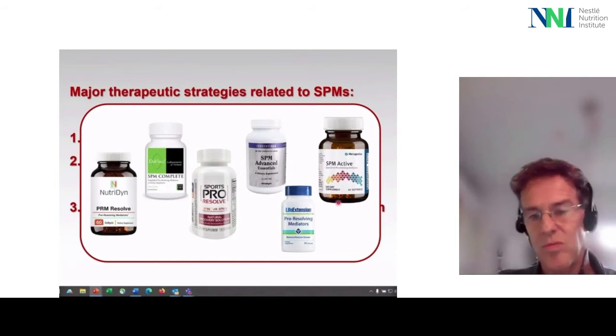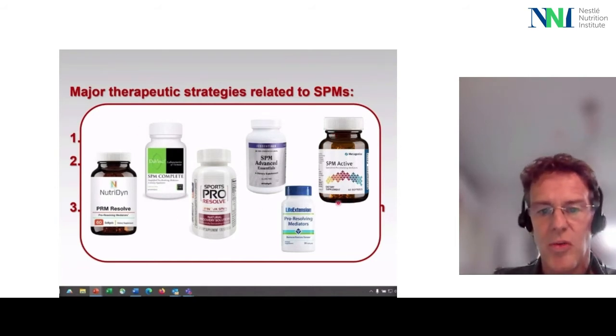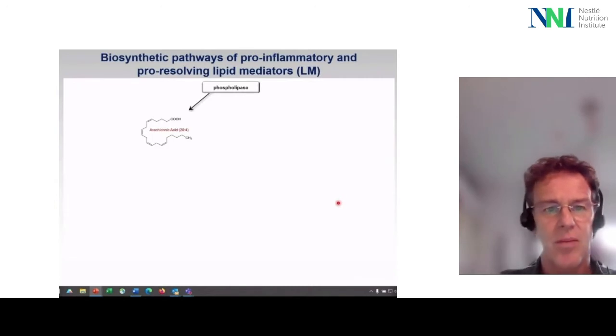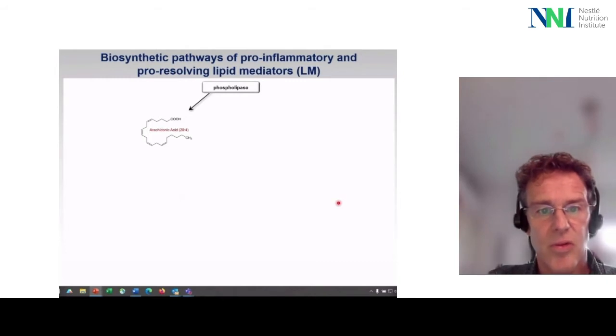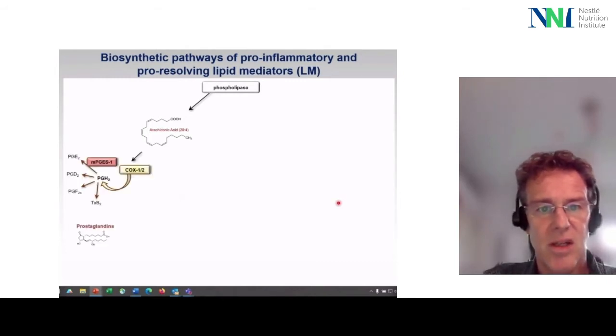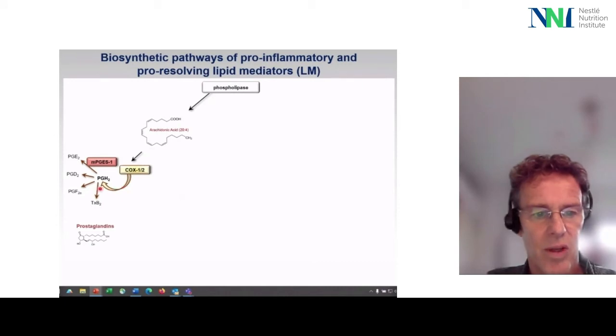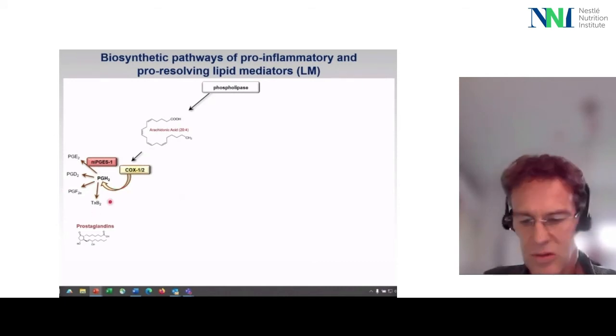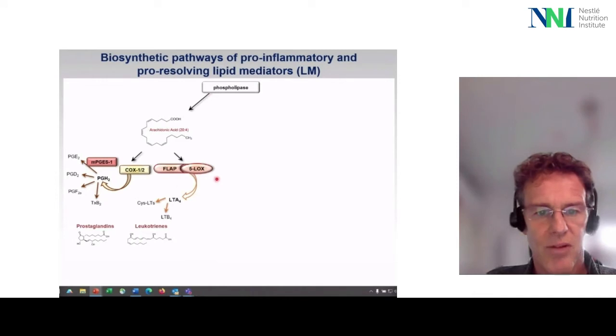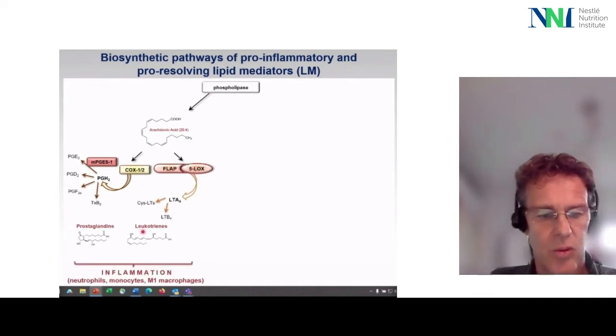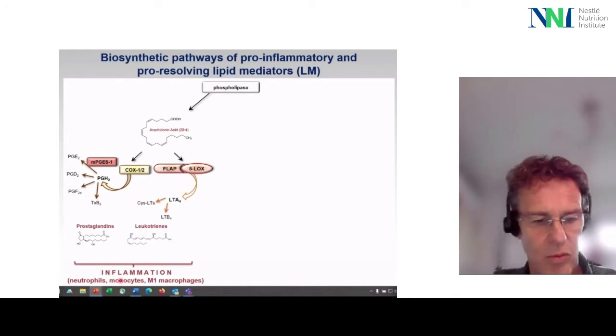And those drugs or nutritional supplements are supposed to increase the biosynthesis of SPMs. And speaking about the biosynthesis of SPMs, I would like to introduce you to the lipid mediator pathway in more detail, where arachidonic acid is liberated by phospholipase A2, and this is then converted by the cyclooxygenase to prostaglandins, and also can be converted by the 5-lipoxygenase pathway to leukotrienes. And as I mentioned before, these are pro-inflammatory mediators produced by neutrophils, monocytes, and M1 macrophages.